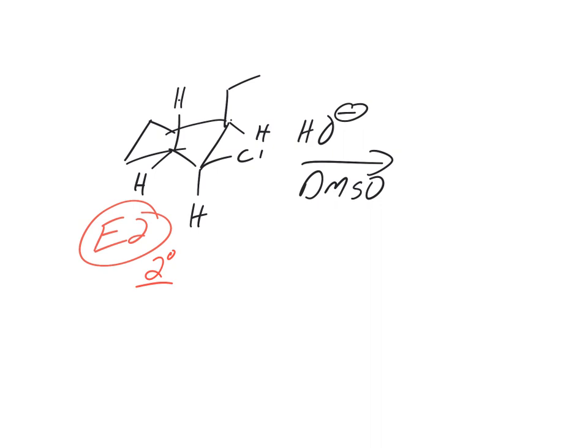But we have a chair. And what did I tell you all about chairs and leaving groups? What position do they have to be in? They have to be axial. Right now, this chloride is equatorial, so you need to be able to do a ring flip. Got to be able to do a ring flip still. All right, so if I number these carbons, if I pull down on carbon 1, pull up there, everything else rotates around.